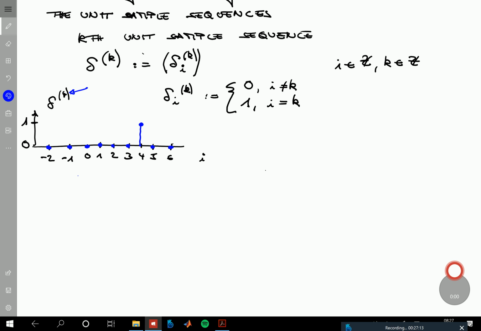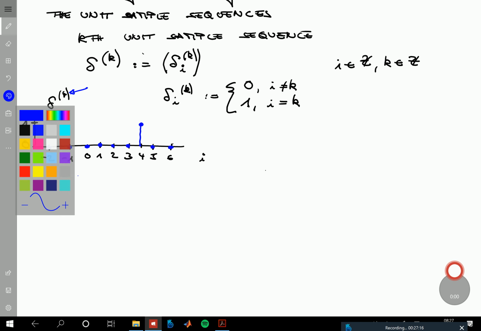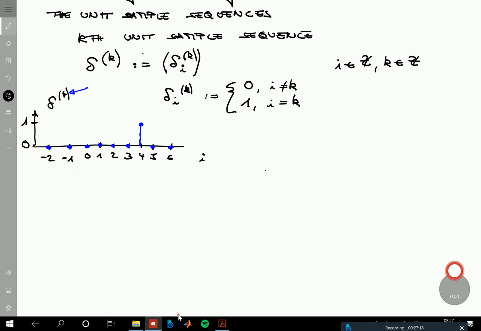Yeah, and of course, one unit sample sequence that we will come across is the unit sample sequence with a superscript 0 that has a 1 at 0 and zeros everywhere else. But basically this shows that the 1 can be anywhere, depending on this k. So the k says where the 1 is, and everywhere else it's 0.